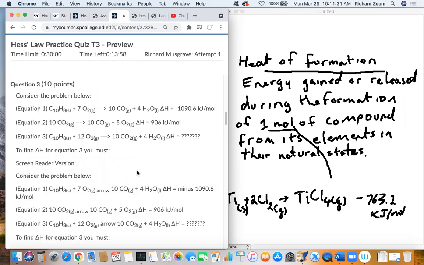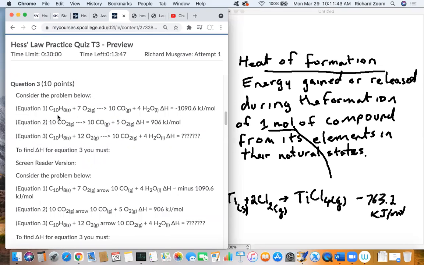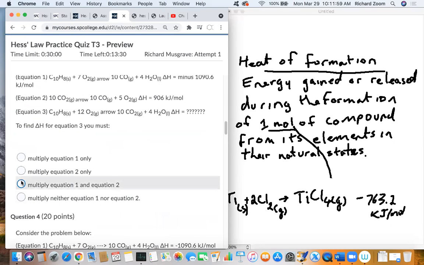In the next one, it's about multiplying. So let's see: multiply equation 1, multiply equation 2, multiply both, multiply neither. I'm looking at it, I see C10H8 has a 1 in front of it, and a 1 in front of it in the reaction we want, so I don't have to multiply that one. And the CO2 has a 10 in front of it, and a 10 in front of it, so that's okay. So the answer here would be to multiply neither equation 1 or 2. Anybody got any questions?